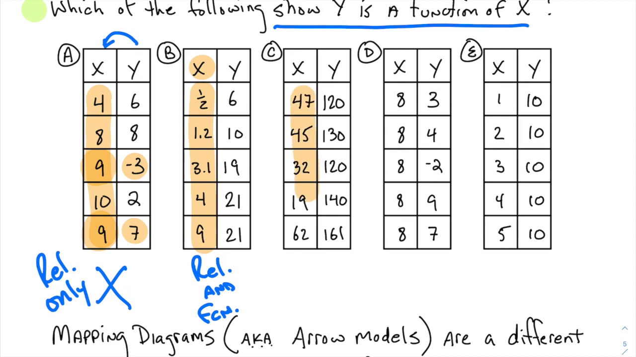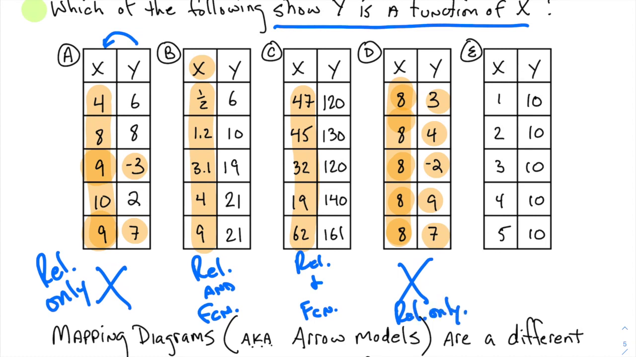Look down the next one. 47, 45, 32, 19, 62. That's a relation and a function. Next one. Oh, look at all this. I look down this column. There's so many repeating 8s I can't even mark them all. They do not all have the same value. So guess what? This is relation only.